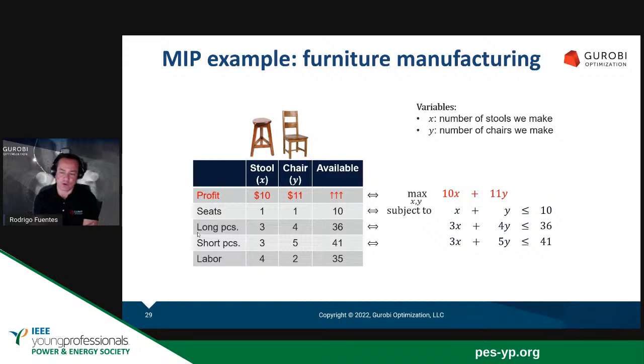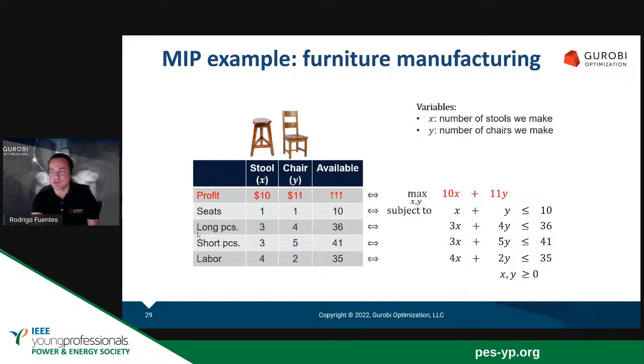We need 4 man hours to do a stool and 2 man hours to do a chair. So we have one worker. Let's say that we have one worker and we have that worker available to us for only 35 hours, okay? So we have materials, we have labor, and we have our profit function for this problem. Okay.